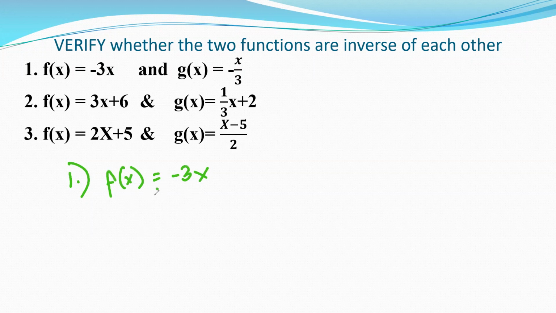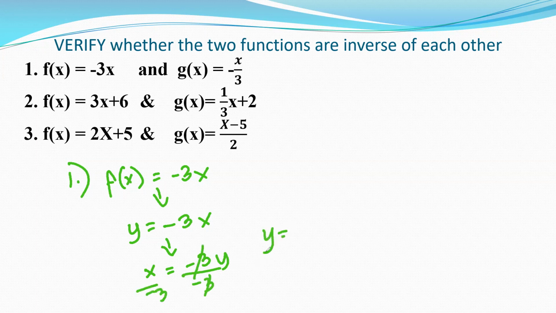So to get the inverse of this, we just have to change f of x by y, negative 3x. Then change the position of x and y. This is x equals negative 3y. And then we need to solve for y. Divide both sides by negative 3. Cancel, cancel. Let's just rewrite this one. y is equal to x over negative 3, or negative x over 3. So as you can see, the inverse of this became g of x. Therefore, they are inverse of each other.